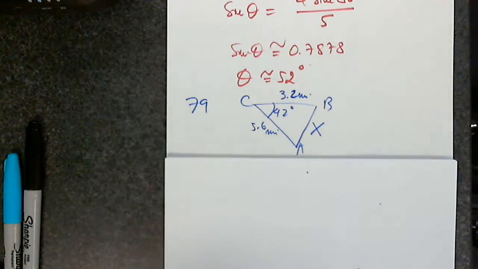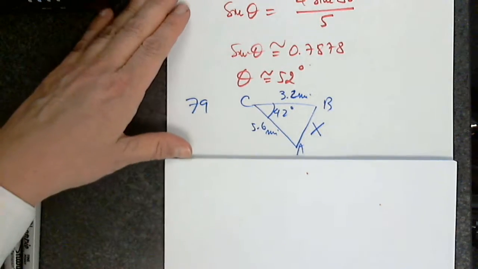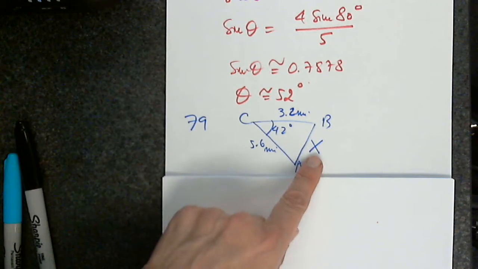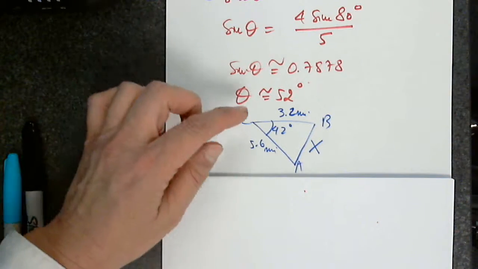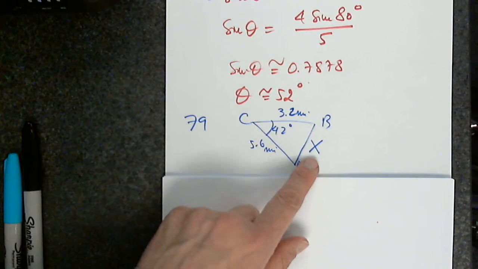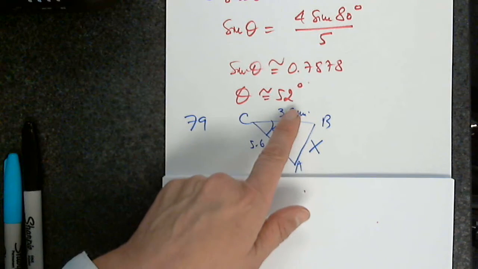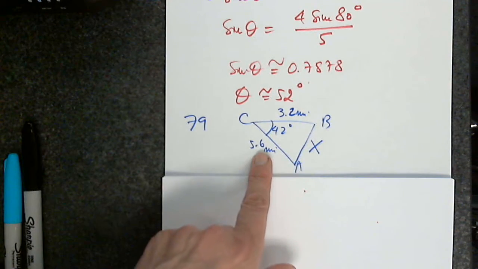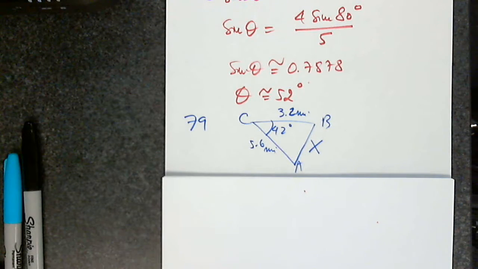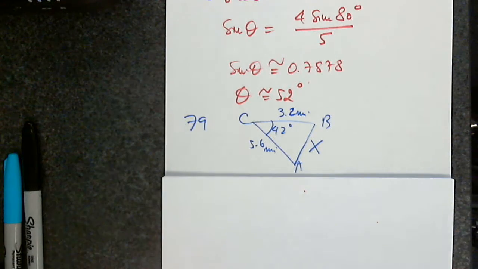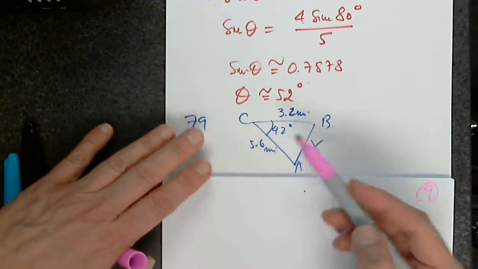Law of sines will not work here. Okay, so we're asked to find x. Law of sines will not work here. Why? Because sine 42 over x equals sine A over 3.2 and equals sine C over 5.6. We have variables all over the place. So therefore, I have to use law of cosines. And I will write it like this. And that's also, I mean, side angle side, right? Yes. Okay.